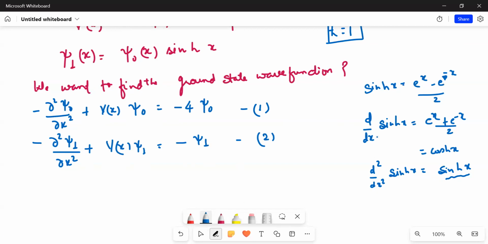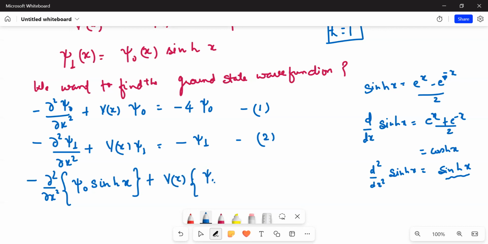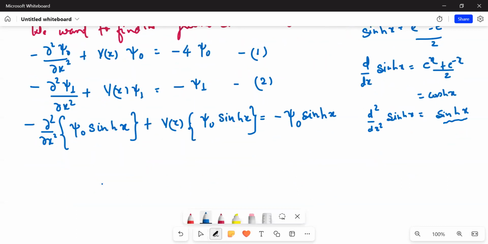Okay, so having known all these things, let us start. Instead of psi 1, I'm using psi naught sine hyperbolic x, here also V as a function of x times psi naught sine hyperbolic x is equal to minus psi naught sine hyperbolic x. Okay, now let me solve this thing. So it will be like minus del square.